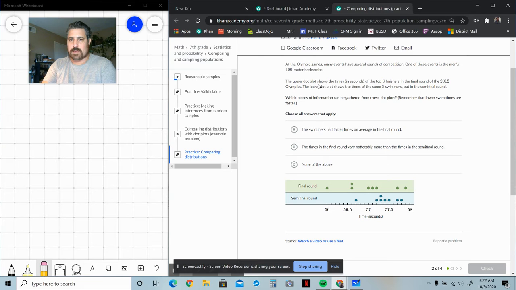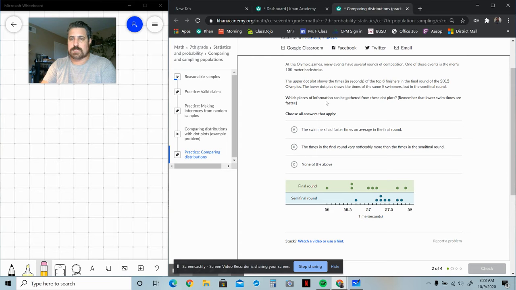The upper dot plot shows the times in seconds of the top 8 finishers in the final round of 2012 Olympics. The lower dot plot shows the times of the same 8 swimmers, but in a different round, the semifinal round. Okay, so this is the time of the swimmers in the final round. This is the time of the swimmers in the semifinal round.